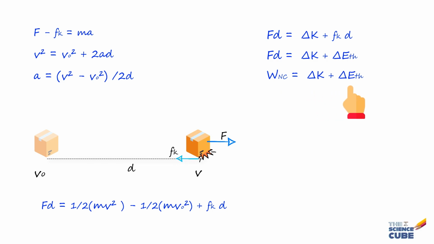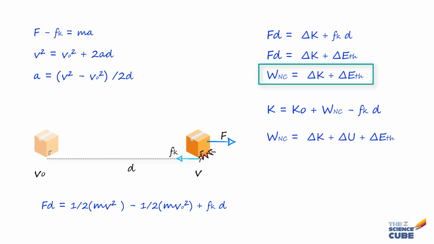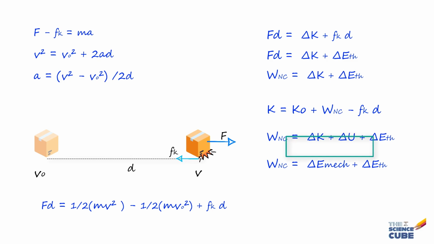Well, another way of looking at this is that the final kinetic energy is equal to the initial kinetic energy plus the work done on the block, but then due to the force of friction, the final kinetic energy is reduced by that amount. Now, if the block's potential energy has also changed, we can simply modify this equation to W_NC is equal to delta K plus delta U plus delta E thermal. But then this is the mechanical energy of the system, so we can condense this equation into this form. That is W_NC is equal to delta E mech plus delta E thermal.